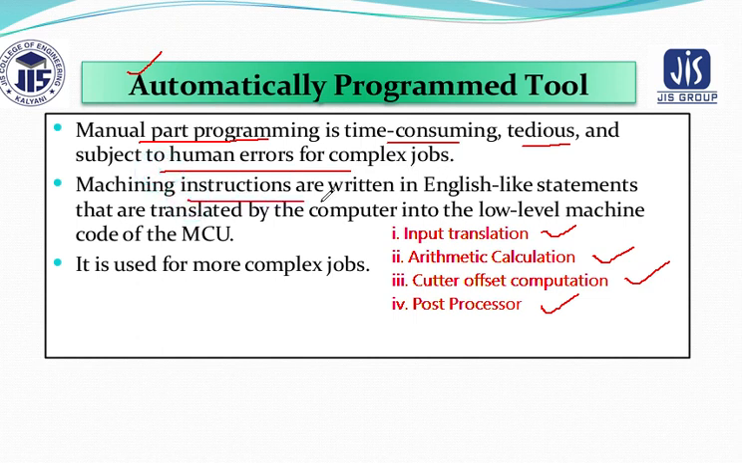But if machine instructions are written in English-like statements that are translated by the computer into the low-level machine code of the MCU, and most important thing is that it is used for more complex jobs. So the preference for automatic part programming is none other than due to the complexity of the job, and a very easy English statement language is used to give instructions to the machine, which is further converted into the lower level machine language code by the MCU.